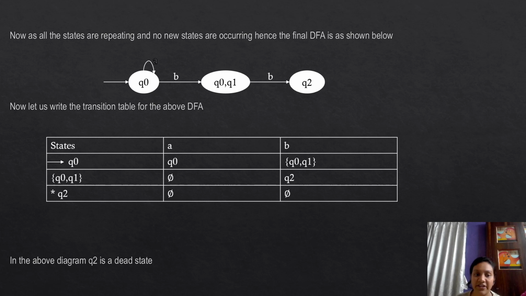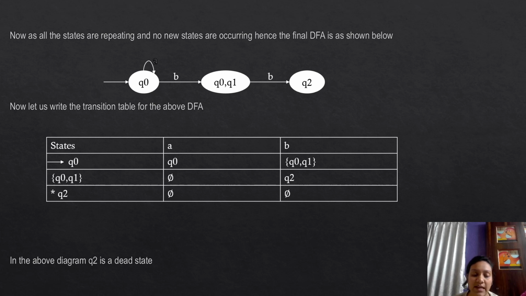And after writing the DFA as shown in the figure, now we are going to be writing the transition table for the above DFA, where the states are Q0, Q0, comma, Q1, and Q2. Q0 on giving A goes to Q0, and on giving B, it goes to Q0, comma, Q1. And Q0, comma, Q1 on giving A is null, and on giving B, it goes to Q2. And Q2 on giving A is again not going anywhere, it is null. And on B, it is also not going anywhere, so it will be null.